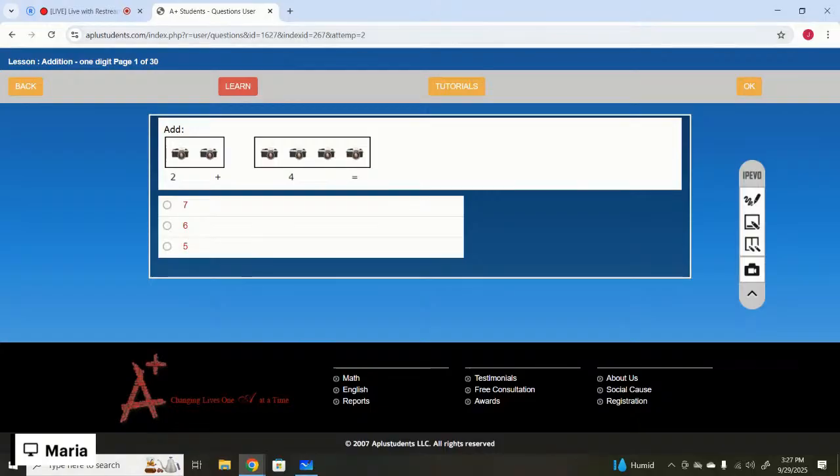Add 2 plus 4. So let's count them together, right? They are 1, 2, 3, 4, 5, 6. So the correct option is 6. Option number 2 is the correct option.